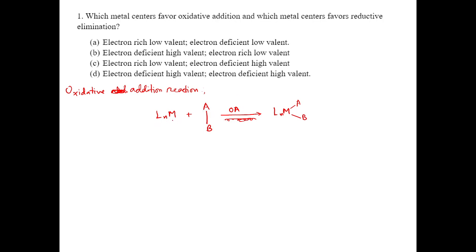Right? So if the electron count of this metal center is n electrons, then after the oxidative addition it will be n plus 2 electrons, right?